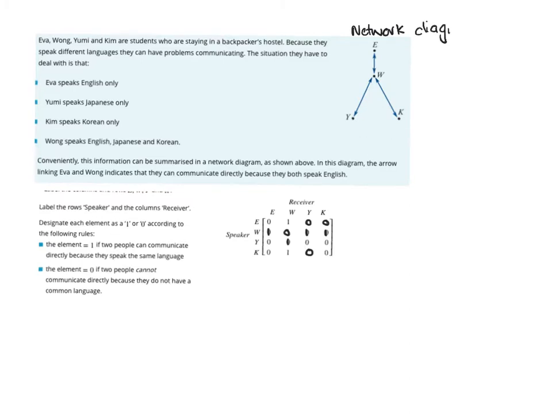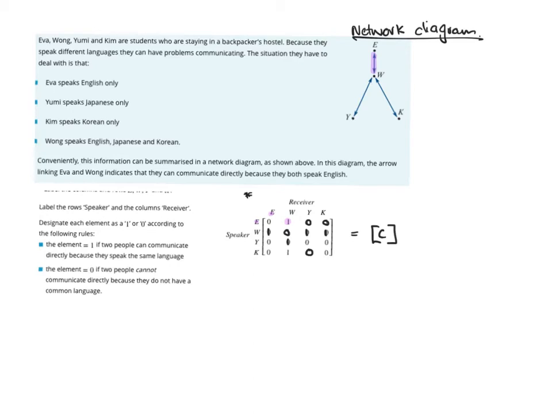Alright, so what they've done now, and you might just be careful with your notes because it doesn't look like this. We had to change. They've set up a communication. This is like the one-step communication matrix. So if you have a look here, we've got Eva. If Eva's the speaker and the receiver is Eva, she's got 0. But she can speak to Wong, and you can see that there, but it's 0. She can't directly, in one step, talk to Yummy and Kim. So there we go. So this has been set up.